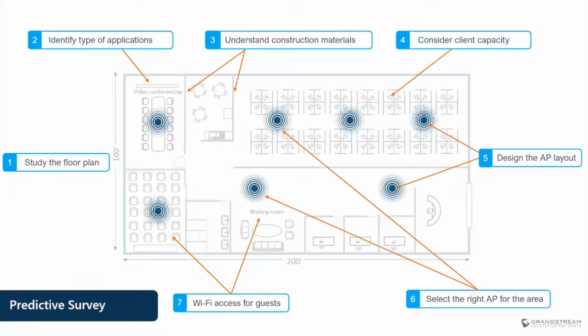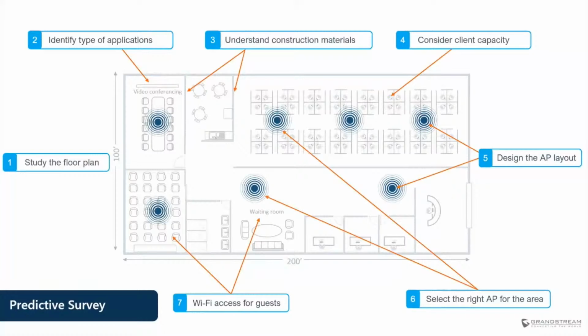And also, the installer should understand the construction materials to help predict the signal propagation, and also the signal strength, to prevent any issues in the wireless coverage range and speed. Next is to consider the number of wireless clients and what type of application they will be using, to understand how much bandwidth is required.